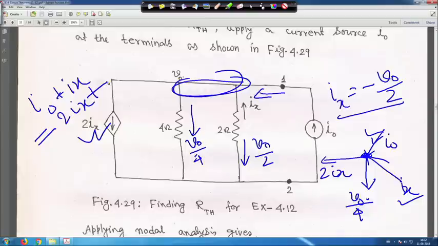So 2 Ix plus V0 by 4, but Ix is equal to minus V0 by 2. If you put Ix as minus V0 by 2 here, then you will get the value of V0. You can solve for V0.